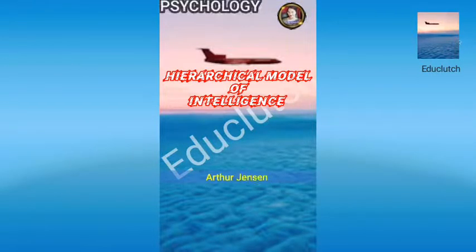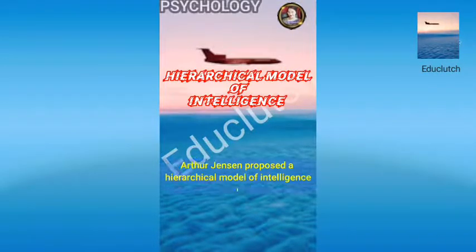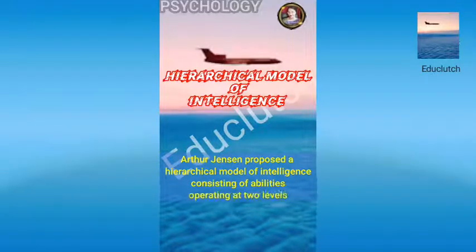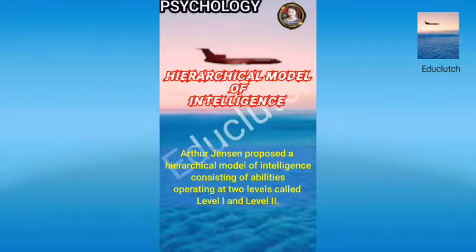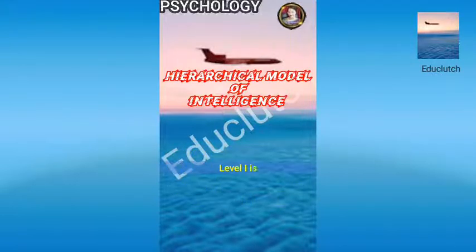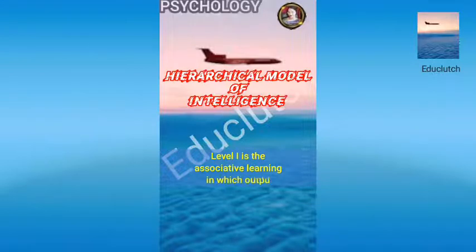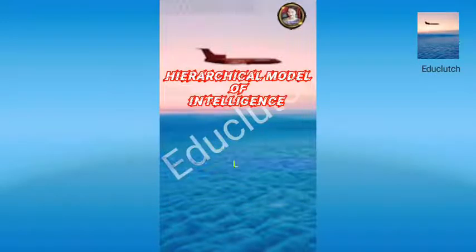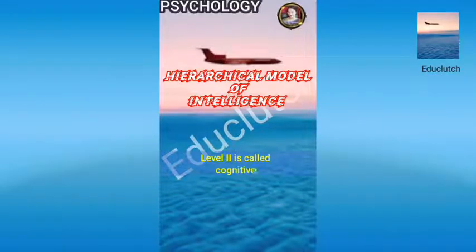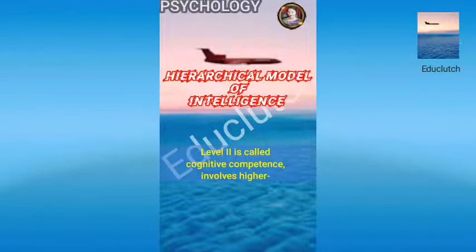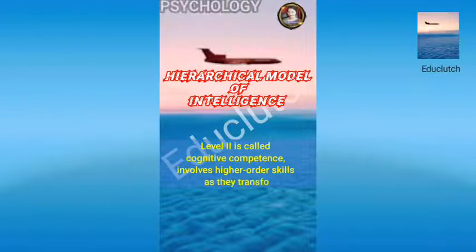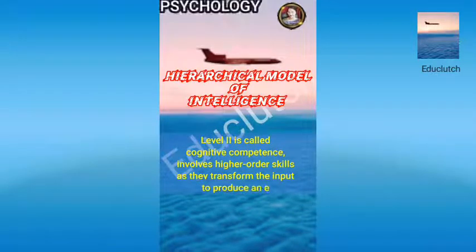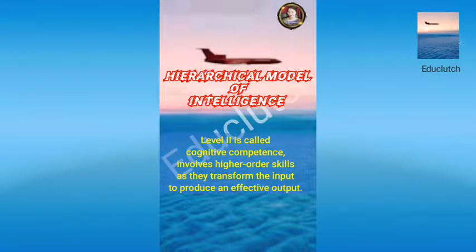Arthur Jensen proposed a hierarchical model of intelligence consisting of abilities operating at 2 levels called level 1 and level 2. So level 1 is associative learning, in which output is more or less similar to the input. And level 2 is called cognitive competence, which involves higher order skills as they transform the input to produce an effective output.